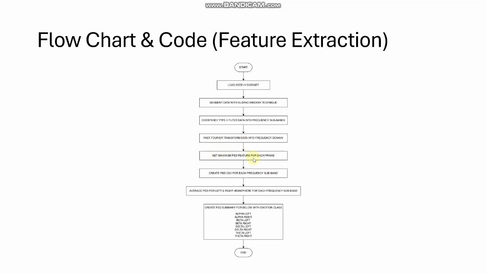After the FFT, I will be getting the maximum PSD feature for each frame, and then writing the maximum PSD feature for each frame for each frequency subband into a CSV. So there will be 4 CSVs, one for each frequency subband, and each row of data is the maximum PSD.